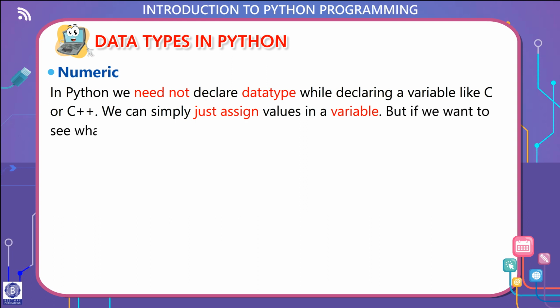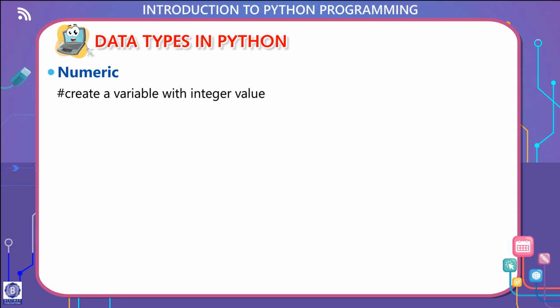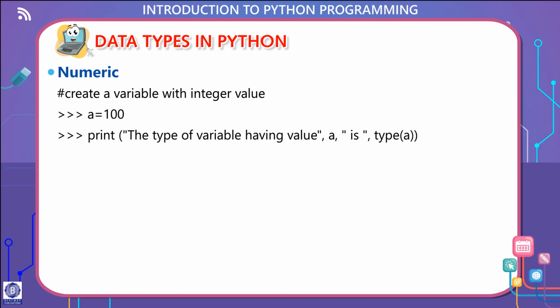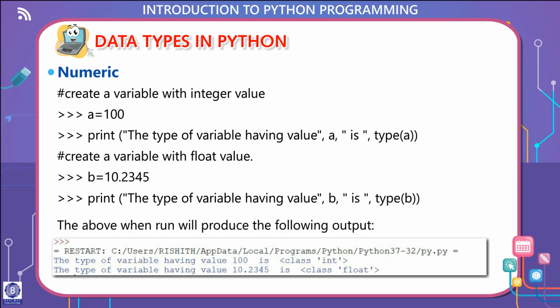We can simply assign values to a variable. But if we want to see what type of numerical value it is holding right now, we can use type, like this. # Create a variable with integer value: a = 100, print the type of variable having value a: print(type(a)). # Create a variable with float value: b = 10.2345, print the type of variable having value b: print(type(b)). The above, when run, will produce the following output.